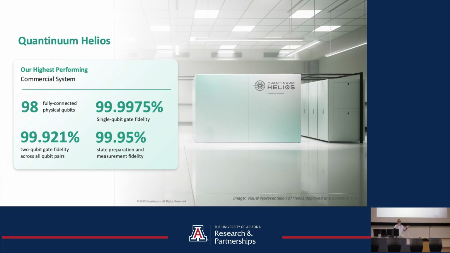Okay, so if you're a quantum computing nerd and you like statistics, here's it for Helios. We have 98 fully connected qubits, which means any of those qubits at any step in my algorithm can be brought together to do a two-qubit interaction. And because the fidelity of that interaction, which you should think about as how good it is, 1 minus the error, is very high and doesn't depend on which two qubits I pull together. Here are our error rates: 99.9975% for a single qubit gate, 99.92% for a two qubit gate, and then our state preparation and measurement is 99.95%.